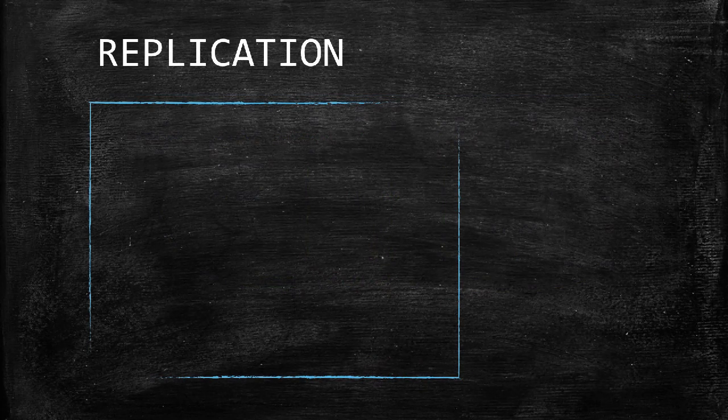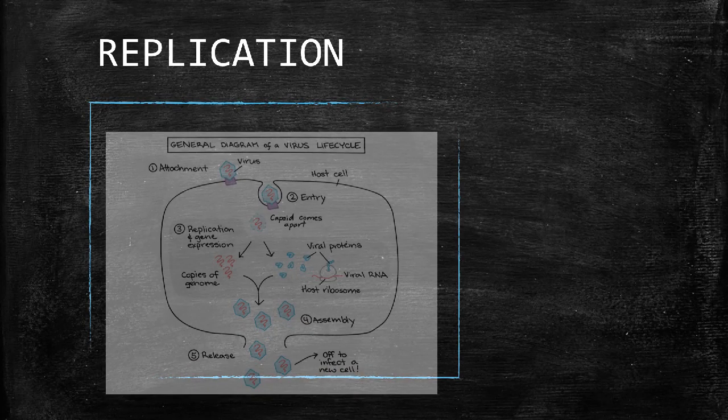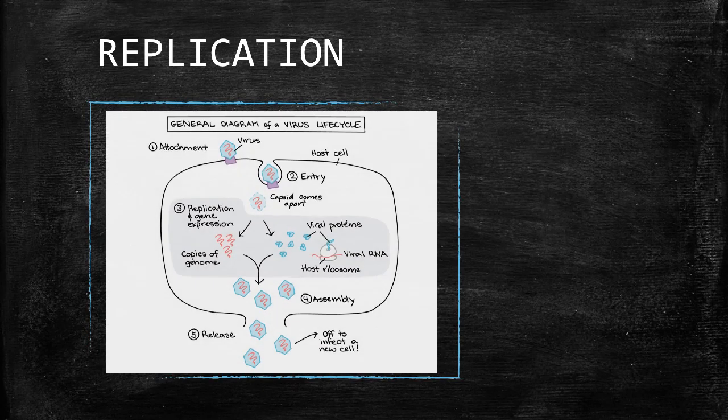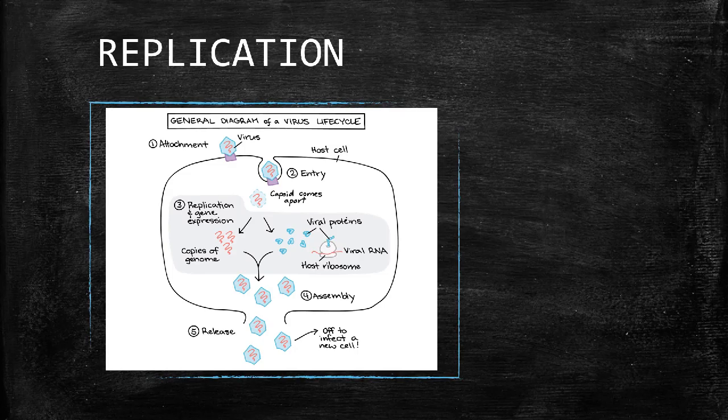Replication. Each type of virus in the Baltimore classification scheme uses a different strategy to replicate, but generally the replication has 5 steps in total, which are attachment, entry, genome replication and gene expression, assembly, and lastly release. Attachment. The virus recognizes and binds to a host cell via a receptor molecule on the cell surface. Entry. The virus and its genetic material enters the cell. Genome replication and gene expression. The viral genome is copied and its genes are expressed to make viral proteins.